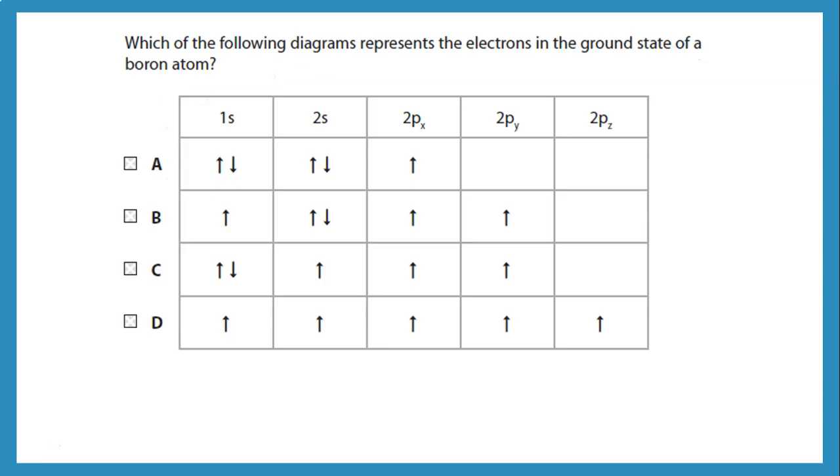Which of the following diagrams represents the electrons in the ground state of a boron atom? So we're trying to distribute electrons in a boron atom. I look at the periodic table for the atomic number of boron, that's 5. So we're distributing 5 electrons. How do we distribute 5 electrons? We fill the 1s. So B and D are wrong. And then we need to fill the 2s. So my answer is A. I'm left with 1 electron. So that is the one that goes alone into one of the p orbitals.